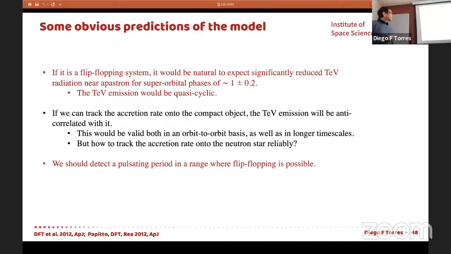And then we should also detect a pulsating period in a range where flip-flopping is possible. This is obvious. And then also, if we can actually measure the accretion rate onto the compact object, let's say via H-alpha or something measuring the decretion disk, the TeV emission has to be anti-correlated with it, because the more massive the disk, the less radiation you should detect.